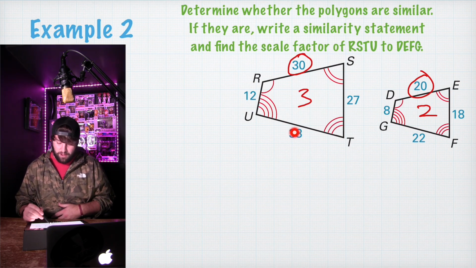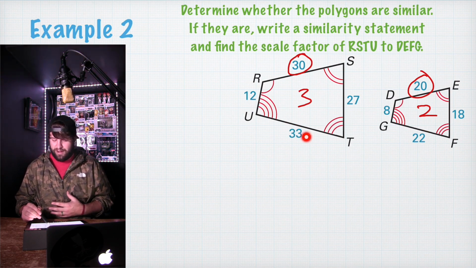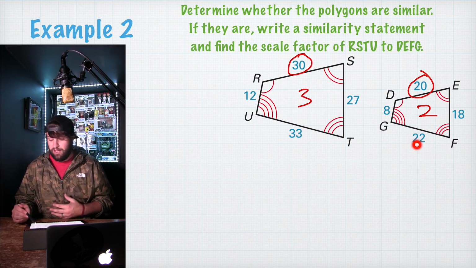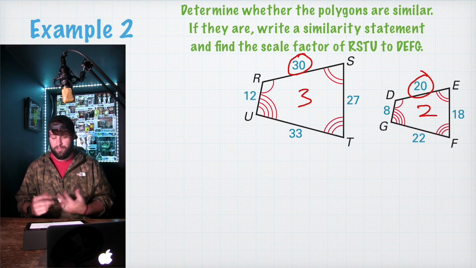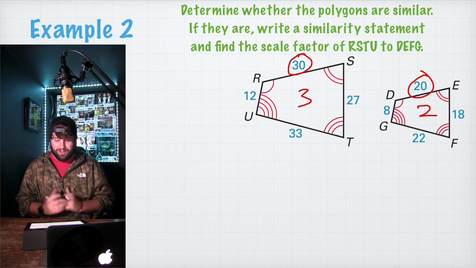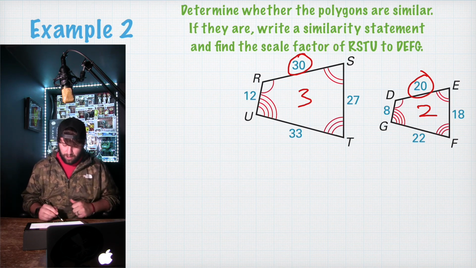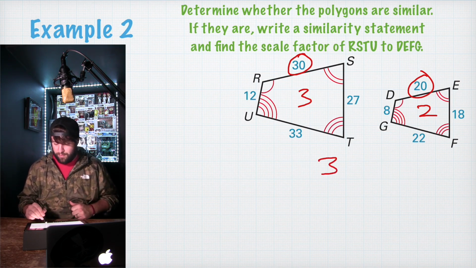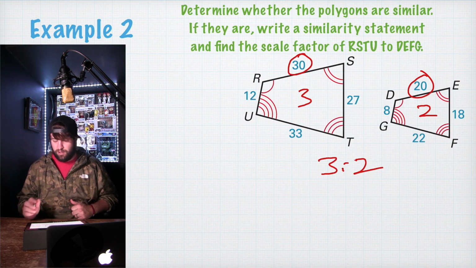So for here, 33 and 22, what times 3 equals 33? 11. So if we divide this by 11 and this by 11, hopefully we get 3 and 2. 33 divided by 11 is 3. 22 divided by 11 is 2. Okay? And 12 and 8, both divisible by 4 to give you 3 over 2. Okay, so that is awesome. Real quick, with that, we know our scale factor is 3 to 2.